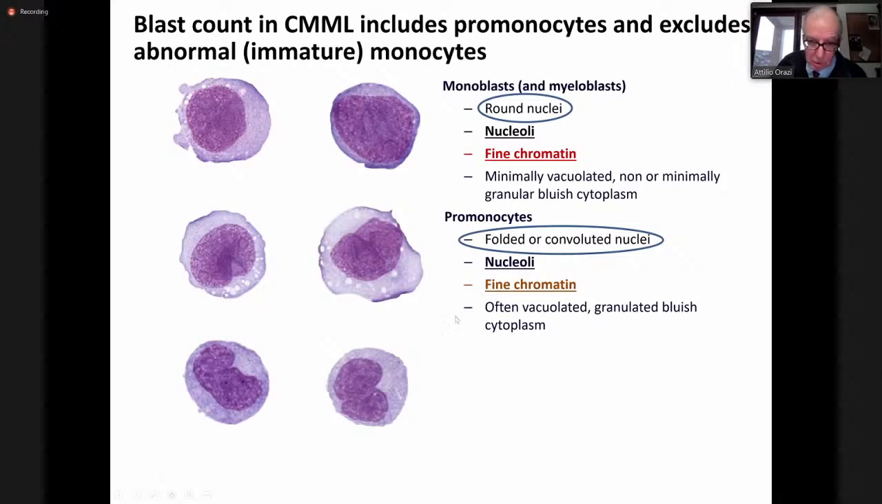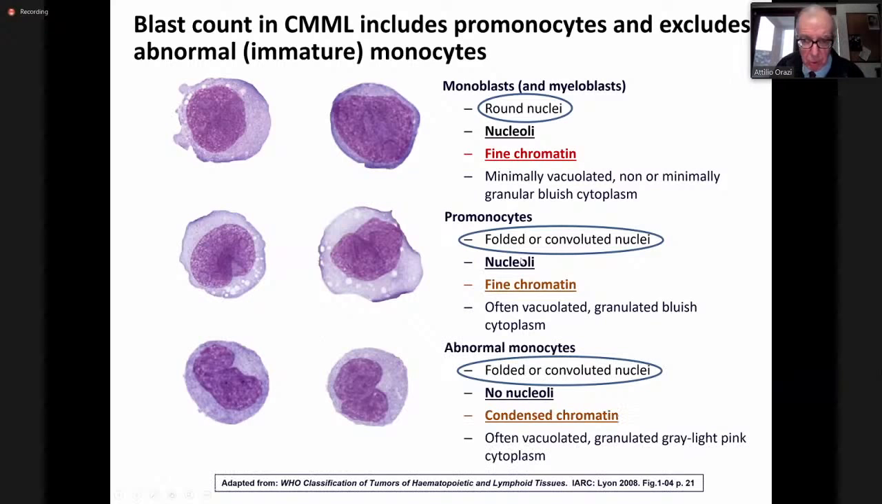The abnormal monocyte. The abnormal is just a monocyte. But here you've got the nucleus folded, but there are no nucleoli and the chromatin is condensed. I don't think this is very nice. The one on the bottom right is the better of the two. The chromatin is fairly condensed, fairly dense. The problem with those is when you look at the cytoplasm, they're all kind of pinkish gray, they look immature. They don't look exactly like your garden variety monocyte, and so you might be tempted to call this a promonocyte. And that's a mistake because those are not blasts.